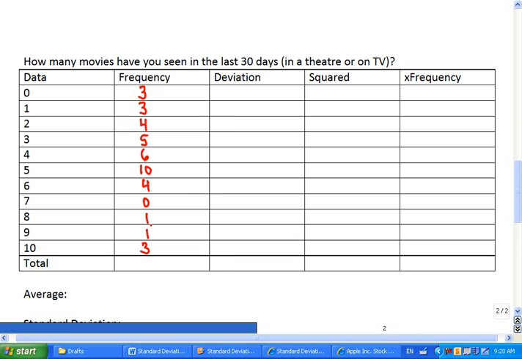Okay, so I'm going to show you how we calculate the average here. Because I've got my data and a frequency, instead of counting up every single one, I'm just going to put this in as 0 times 3, 1 times 3, 2 times 4. This way, I don't have to add; I can use that bit of multiplying to speed up adding together my values.